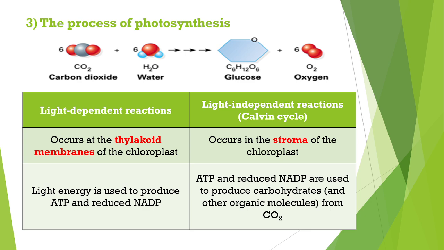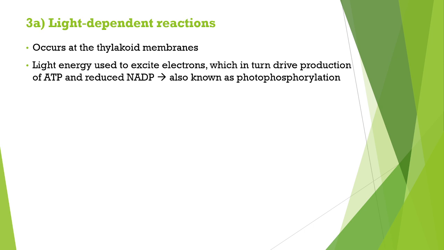For the Kelvin cycle, the ATP and reduced NADP that were made in the light-dependent reactions are now used in the Kelvin cycle to convert carbon dioxide to carbohydrates or glucose. Okay, so the chemical energy in ATP and reduced NADP is converted to chemical energy also, but in the form of glucose and carbohydrates.